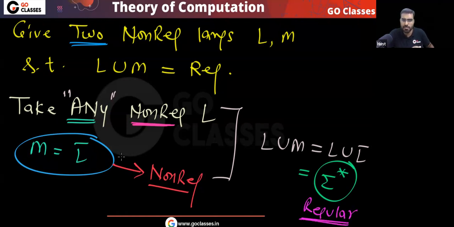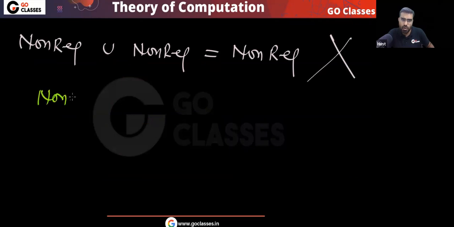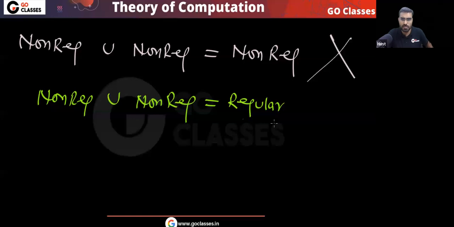Is this point clear? So can I say non-regular union non-regular will be non-regular? I cannot say this. Okay. So can I say non-regular union non-regular will be regular? This also I cannot say.